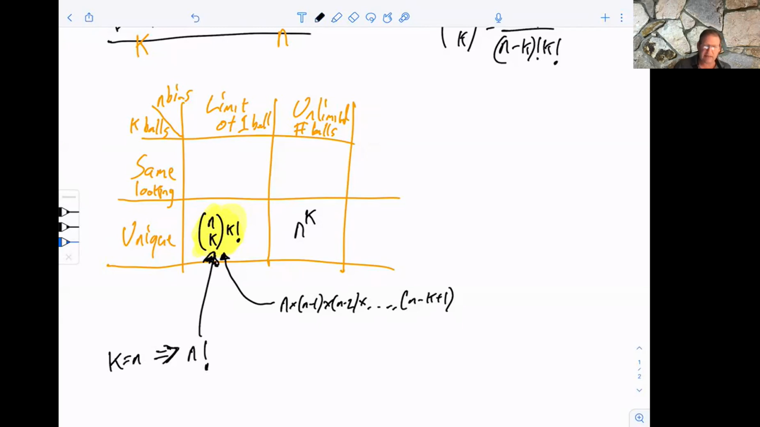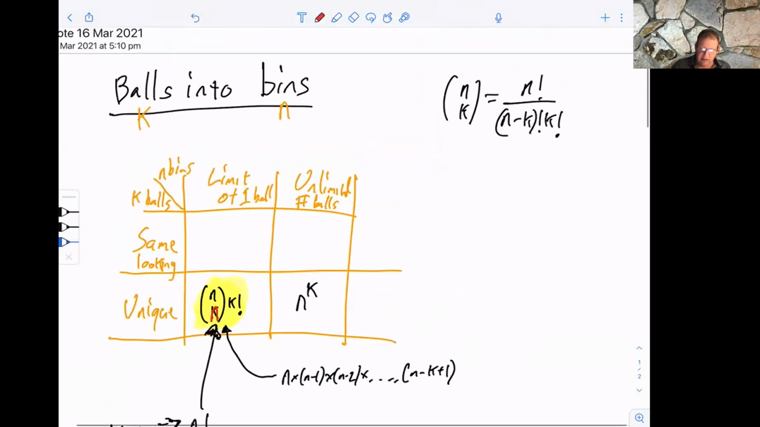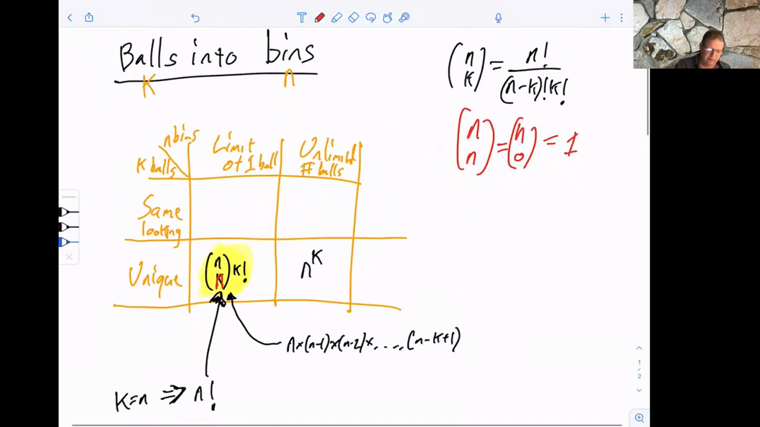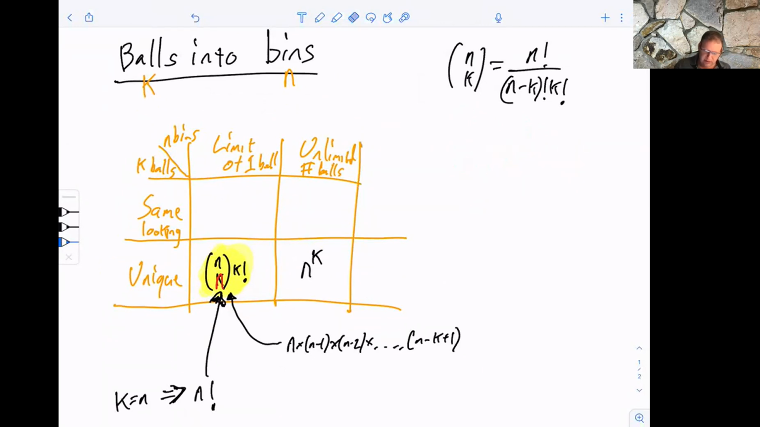If K equals N, it's N factorial, because that's the number of permutations. Of course, you can just see this, right? So you put here (N choose N), which is like (N choose 0), is 1. Okay, all right, just to get our heads straight. Okay, good. So let's undo some scribbles. Oh, I don't know, we'll delete this.